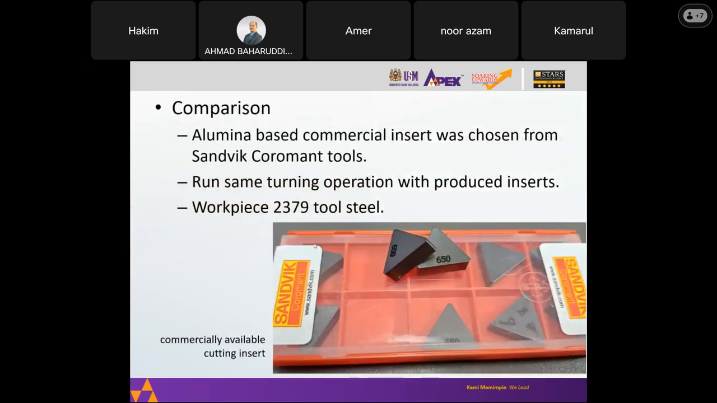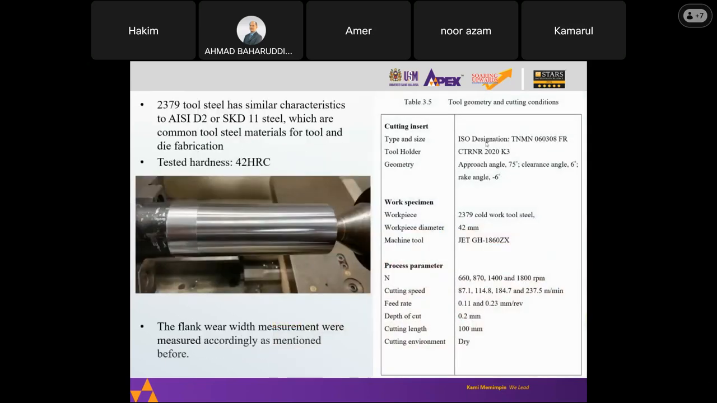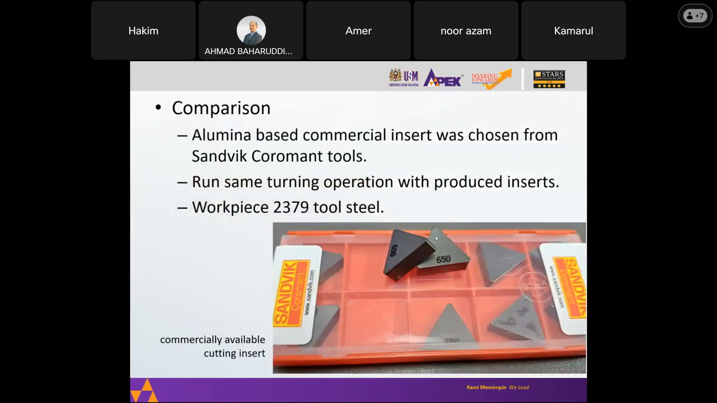So for comparison, I searched for a cutting tool that has the same ISO designation code. This is the best one that I can find. Alumina base, but the recipe is secret. They won't tell what the ingredients inside it.